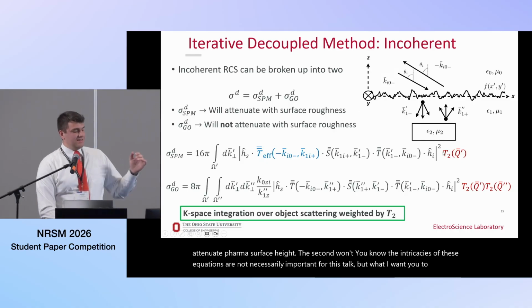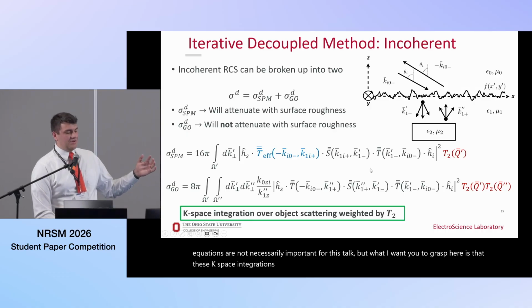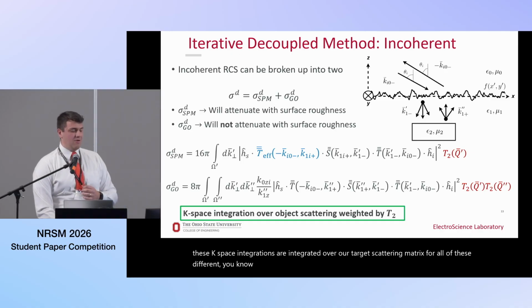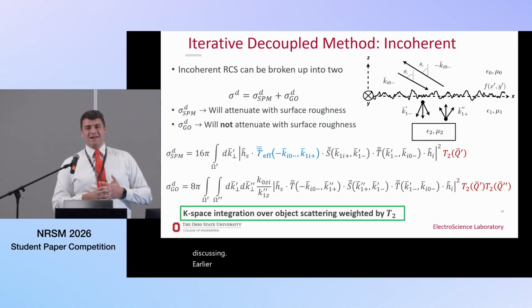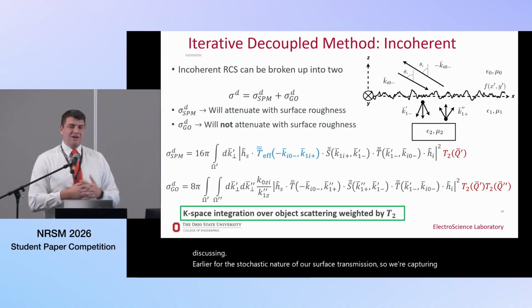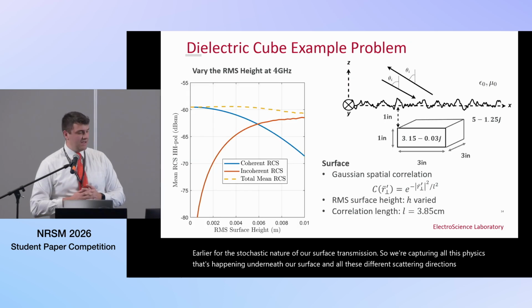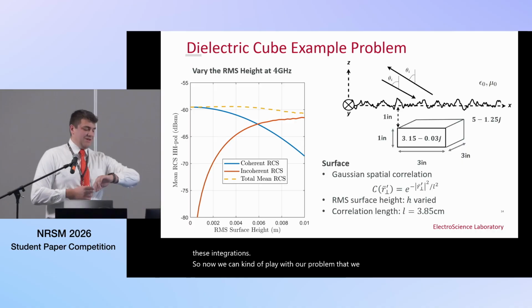to grasp here is that these K-space integrations are integrating over our target scattering matrix for all of these different plane wave interactions, weighted by our T2 integral that we were discussing earlier for the stochastic nature of our surface transmission. So we're capturing all this physics that's happening underneath our surface and all these different scattering directions within these integrations. So now we can play with our problem that we described earlier for the dielectric cube.